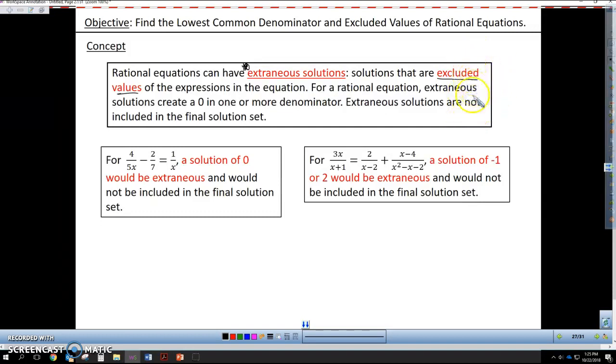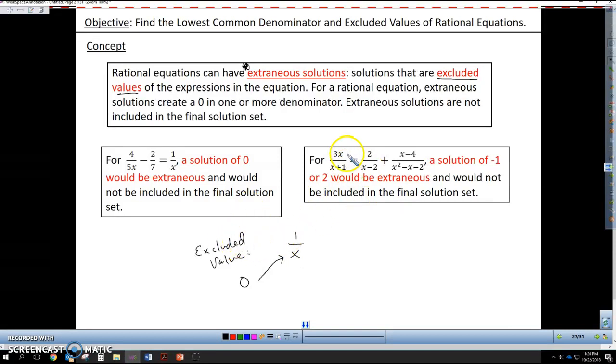An excluded value is a value that makes a denominator 0. So for instance, if I have this expression, 1 over x, an excluded value would be a value that would make the denominator 0. An excluded value in this situation would be just 0. If I plug in 0 for my solution here, then I have 0 in my denominator, and I can't have that because we cannot divide by 0.